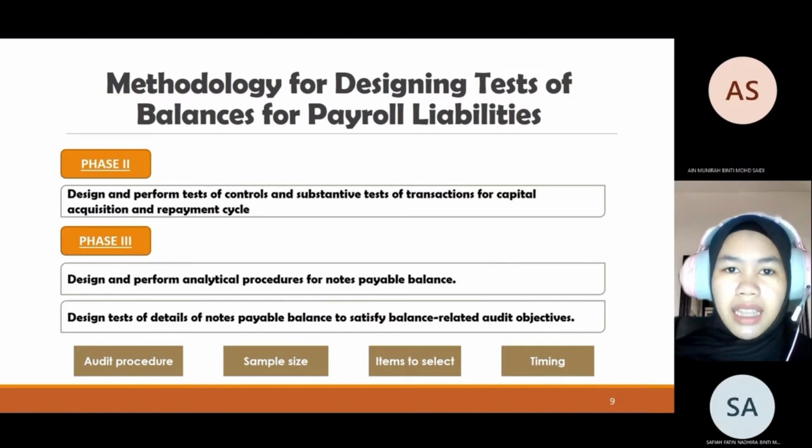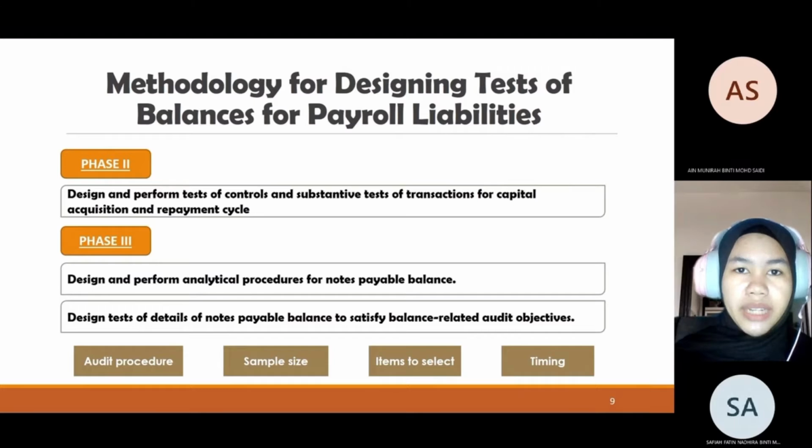In this cycle, there is no sample size because we use a 100% audit since we only have a few transactions. So, no sampling on loans is made. The more audit procedures we perform, the more items we need to select. As for timing, it should be as close as possible to the end of the accounting period so that we will be able to verify the ending balance at the end of the accounting period.